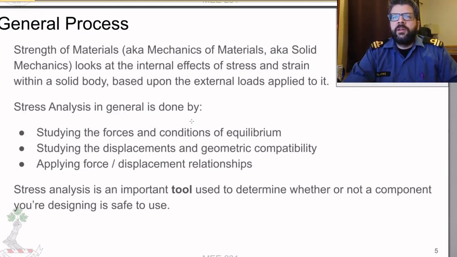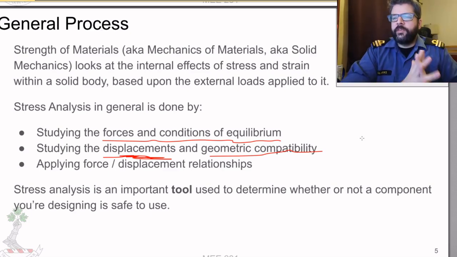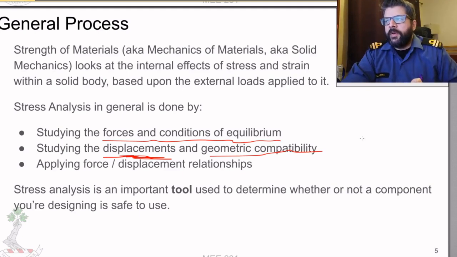Anyways, so the general process that we typically follow, we look at the forces and conditions of equilibrium, and then we look at what sort of displacements will occur based upon those conditions and what our geometric compatibility conditions are. So essentially, there'll be certain conditions where if you load it up in a certain way, you can tell some things about how different parts of the structure are compatible with one another.